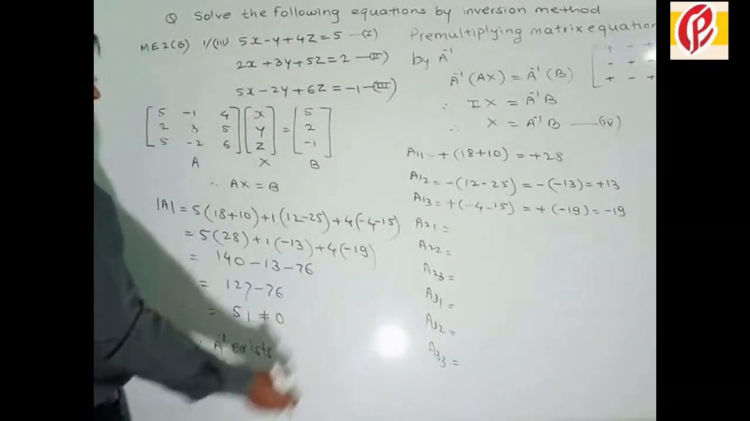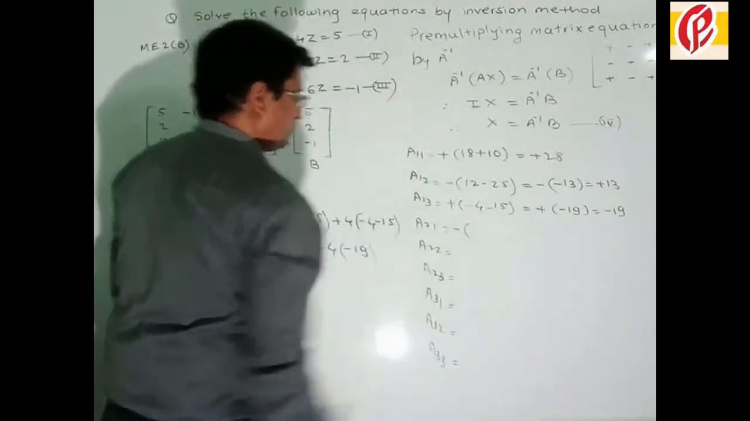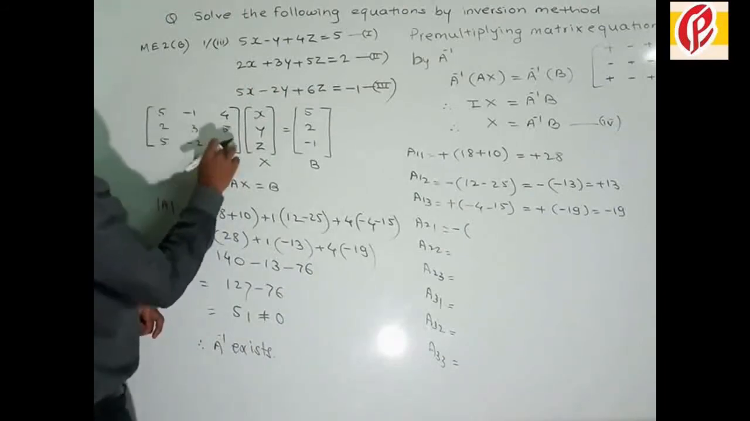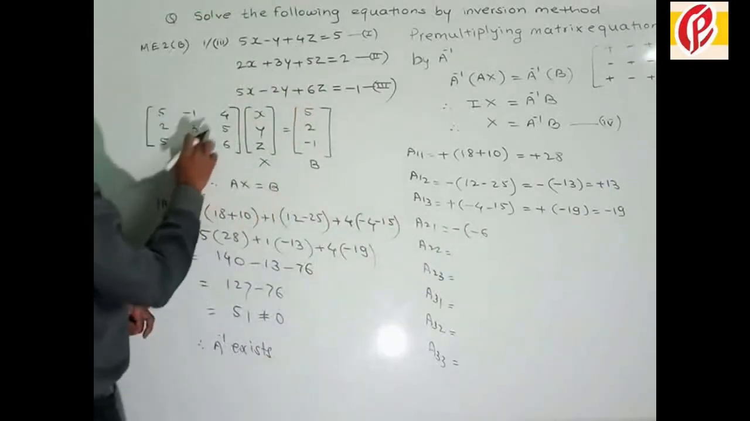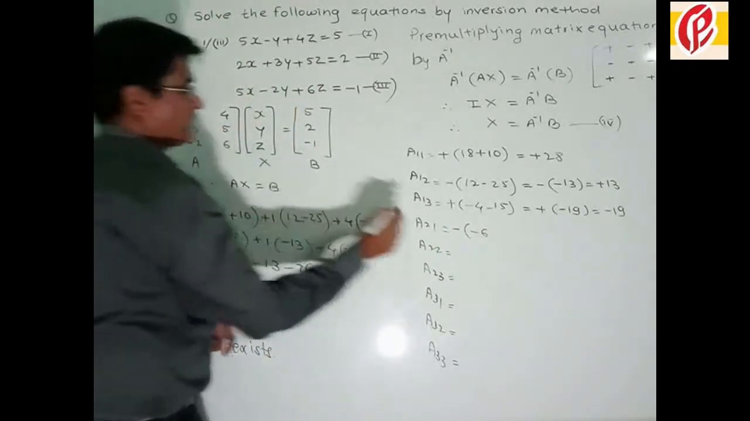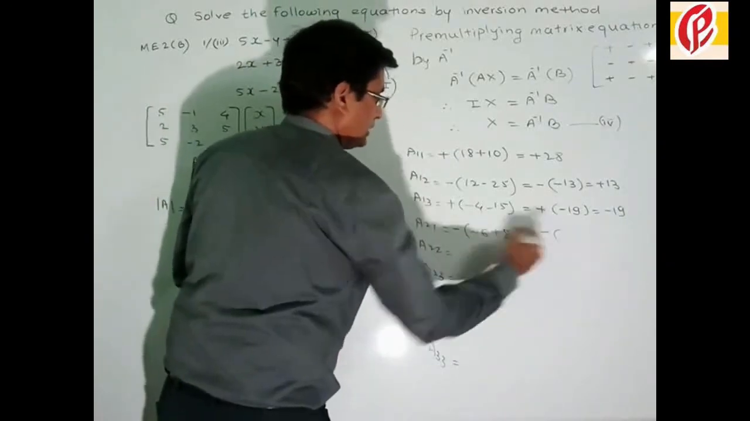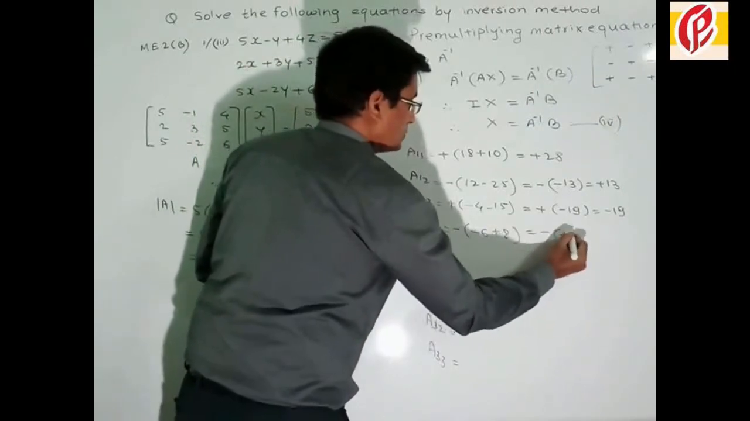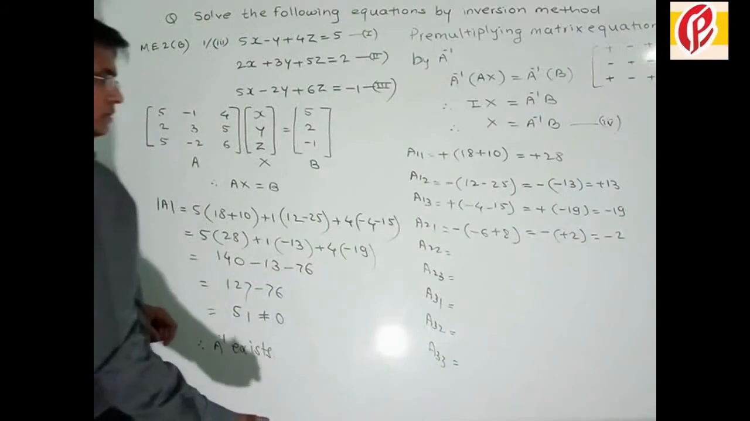Then A21, second row, first column, sign is minus. So these are the elements: 6 1s are 6, minus 6, minus 2 into 4, minus 8, minus minus plus 8. So is equal to this minus sign, plus minus minus 8 minus 6, 2, that is plus 2. So answer is minus 2.